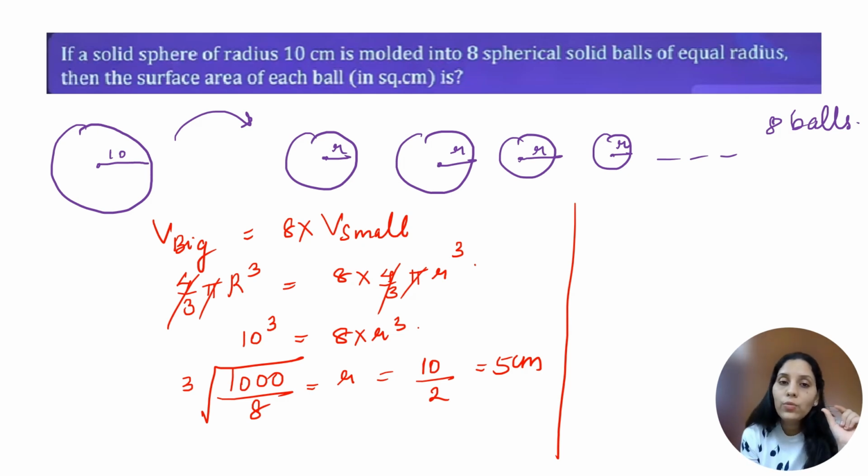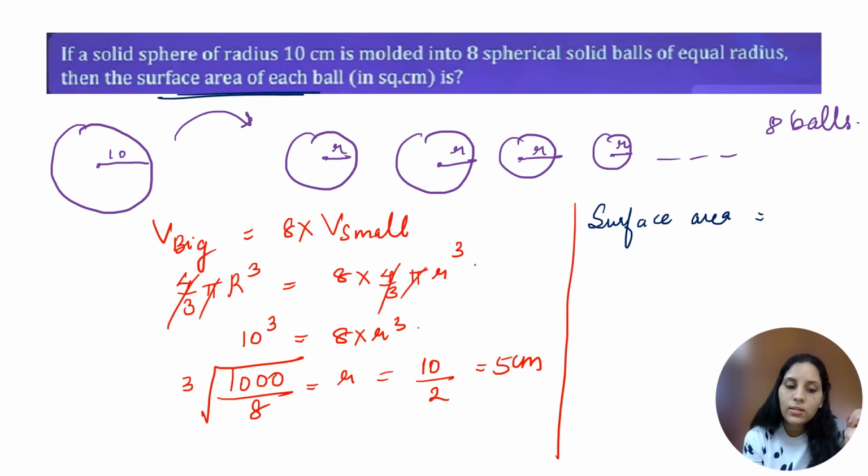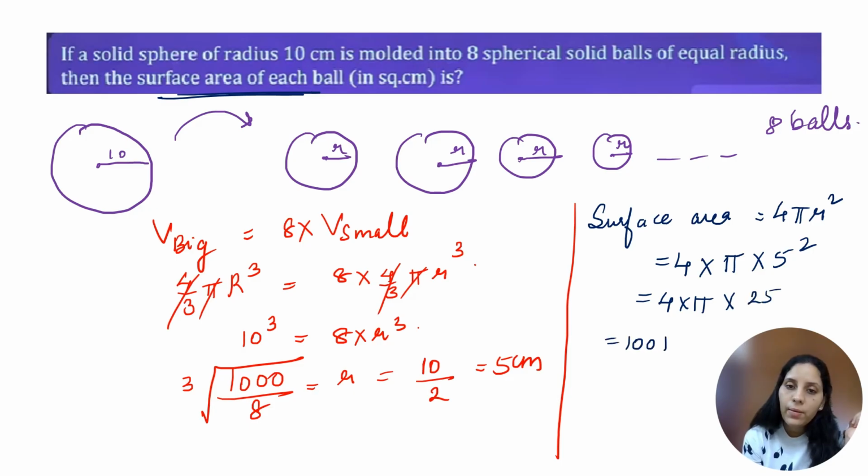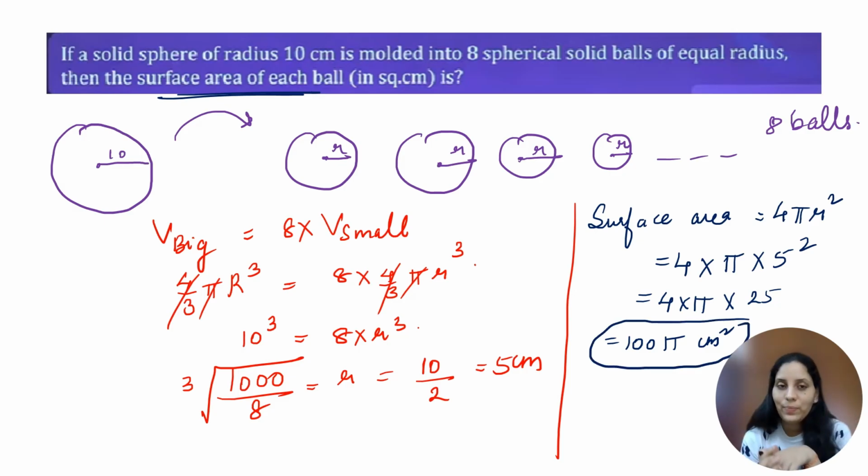Now what do you need to find? You need to find the surface area of each ball. So surface area of sphere is what? Surface area is 4 pi r square. So 4 into pi into r, r is 5, square. So 4 into pi into 25, which is 100 pi centimeter squared. So you can leave it in pi as well. So this is your final answer.